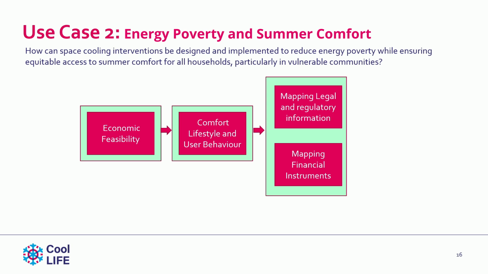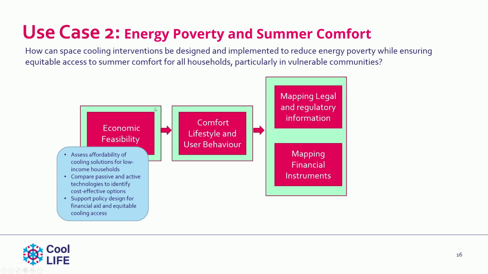And for this, we see 4 calculation modules using an order that could best fit to answer these research questions. So first, making use of the economic feasibility calculation module, we are able to assess affordability of cooling solutions for low-income households and compare costs for passive and active technologies to identify cost-effective options, and then support policy design for financial aid and equitable cooling access.